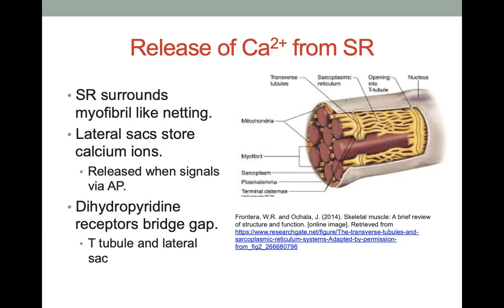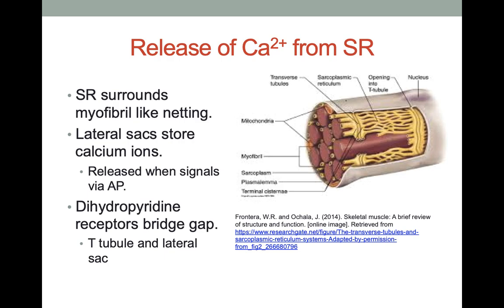As we look at these, there are dihydropyridine receptors found in the T-tubule membranes, and they're membrane proteins that serve as voltage sensors. Basically, depolarization is going to activate these receptors, and that's going to trigger foot proteins, the calcium receptors or ryanodine receptors in the lateral sacs. It's going to trigger those to function.